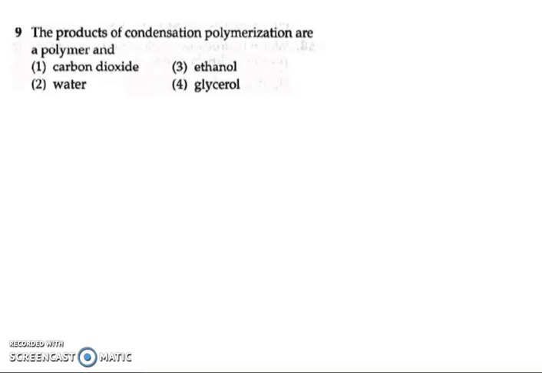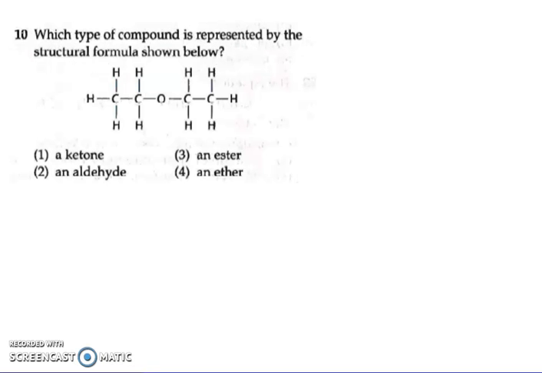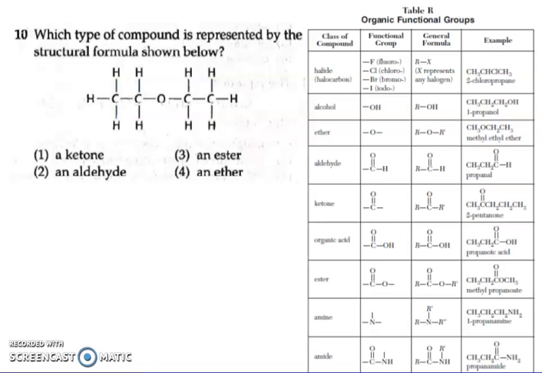So if we're talking about condensation polymerization, condensation is your clue that we're dealing with water. This reaction here, you have to look at your structural formulas. You look at your functional groups of table R, and you are looking for this functional group where you have an oxygen that is between two carbons.